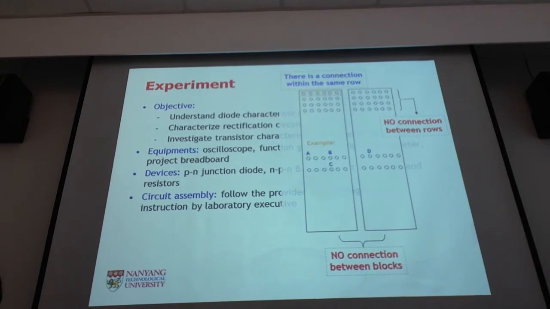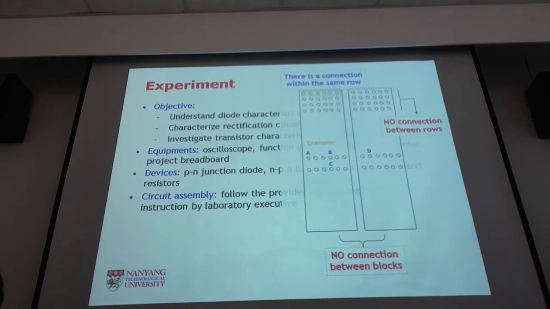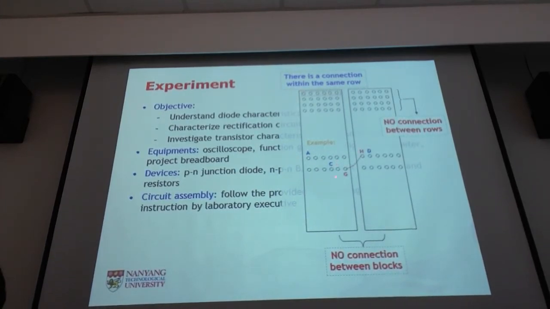For instance, we have points A, B, C, D. If we want to connect B and C, what should we do? We need a wire to connect E and F. And of course, we can shift the end of B to this point, and in this case, B and C are connected. And what if we want to connect C and D? We have a wire connecting G and H here.